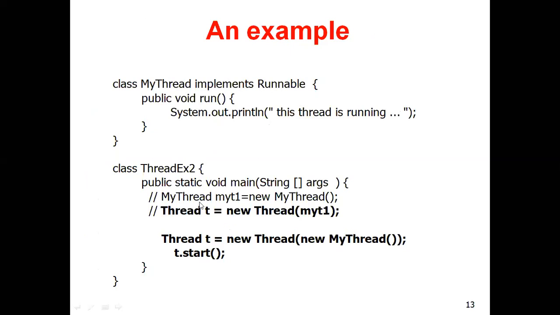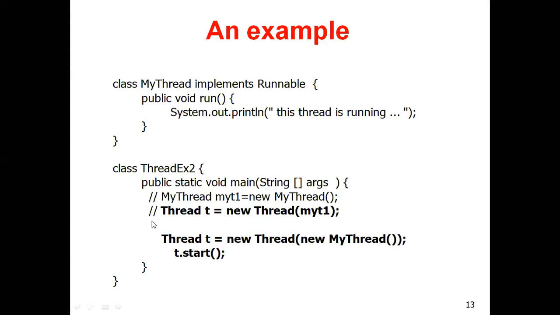As I have told, myThread is our class. We are creating an object for that by calling a constructor, and Thread is a class. We are creating an object for it also by calling a constructor, and that constructor has a parameter of our class object. So this object we are passing to the Thread class. Now the thread is ready to execute. Instead of these two lines, you can create a thread in a single line also.